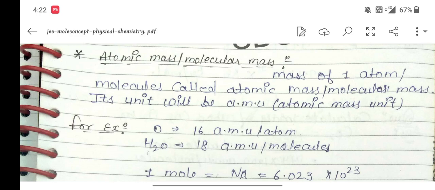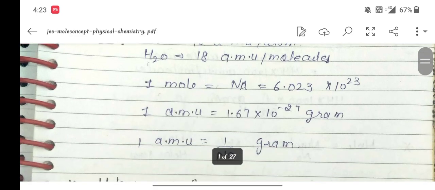Its unit will be AMU, that is atomic mass unit. This is a question they will ask: what will be the unit of atomic mass or molecular mass? It will be AMU. You have to write that.